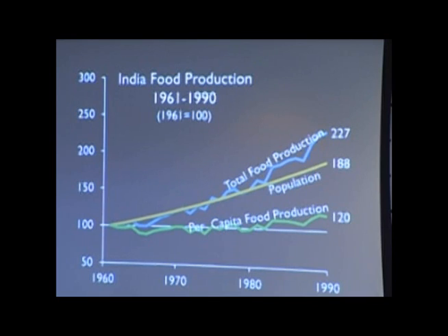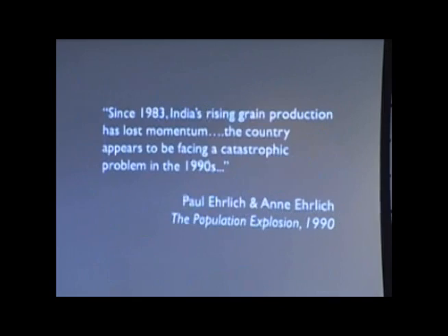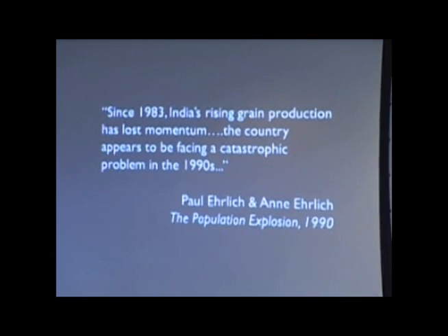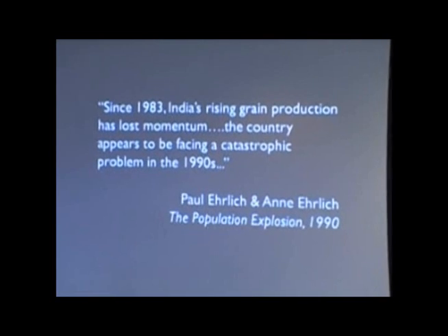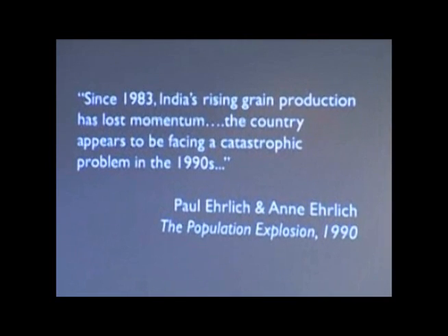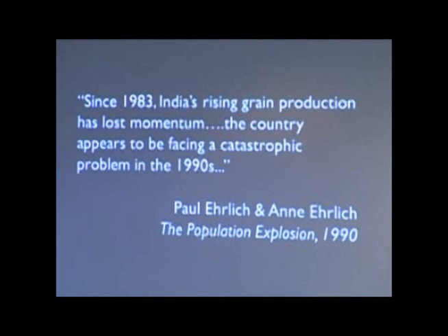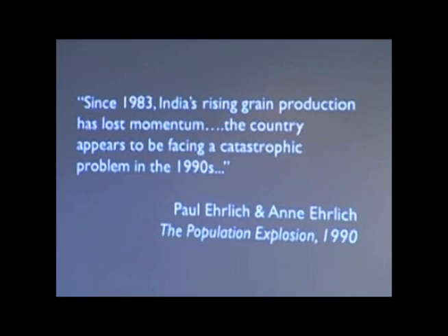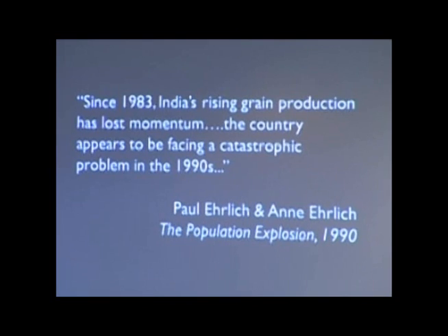But concern was looming here in around 1990. One more quote from Paul Ehrlich. This is actually from an update of The Population Bomb called The Population Explosion, published in 1990. This quote: since 1983, India's grain production has lost momentum. It's actually hard to see that in the graph, but data at the time may have shown that. The country appears to be facing a catastrophic problem in the 1990s.